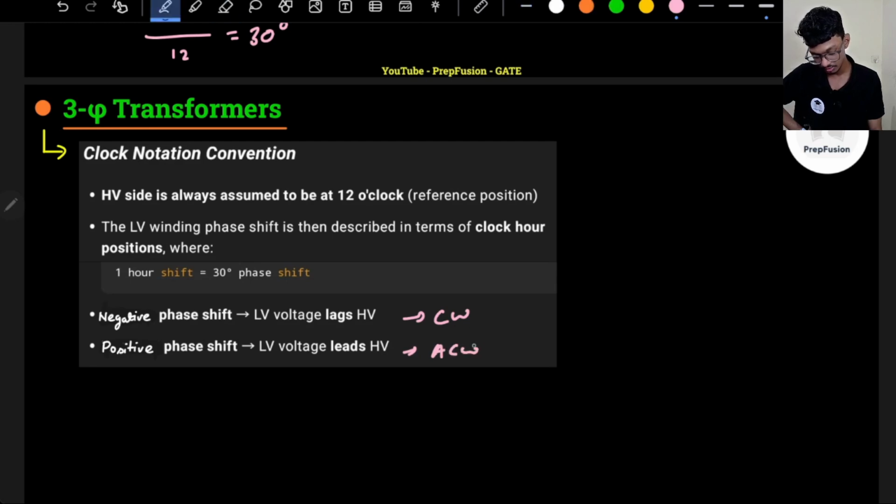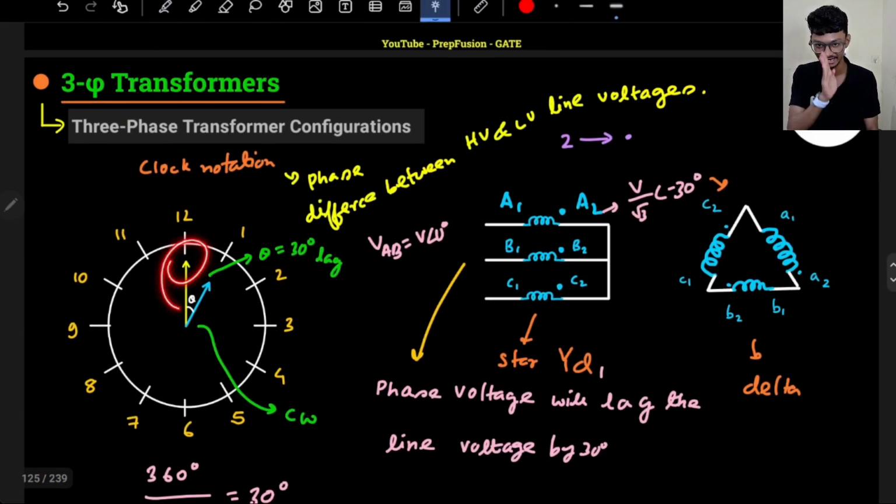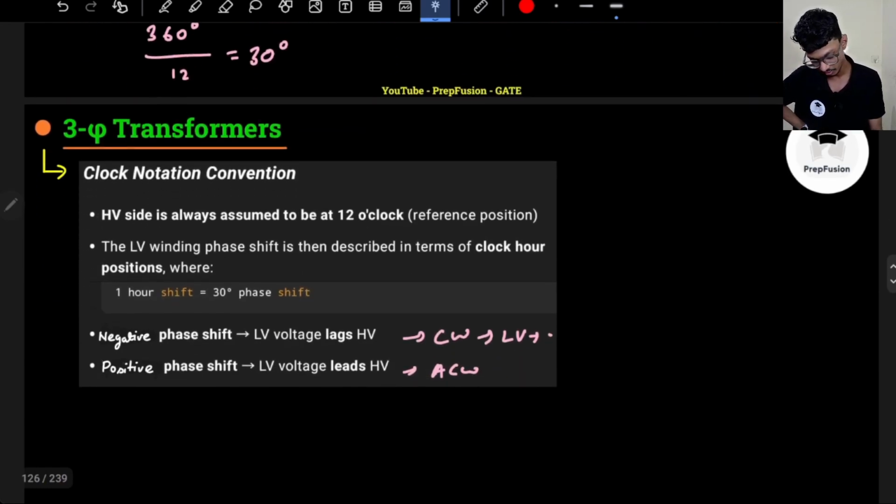So basically, what will move in the clockwise direction? My low voltage winding, that is the hour hand, or the small hand. Basically, high voltage is represented by the larger hand and low voltage is represented by the smaller hand. Okay, so I hope you have got this point.